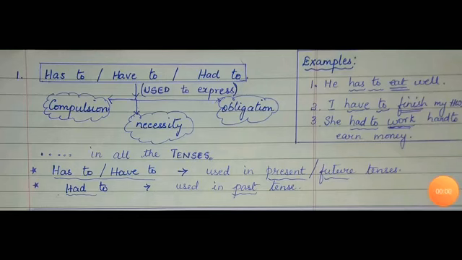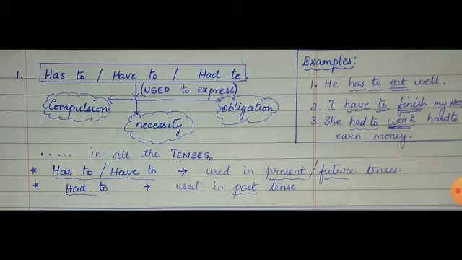We'll continue with the explanation of modals. Let's look at some of the modals today. The first one that we'll look at is has to, have to, or had to. These are used to express compulsion, necessity, or obligation. Has to and have to are used to represent present or future tense, whereas had to is used to represent the past tense.